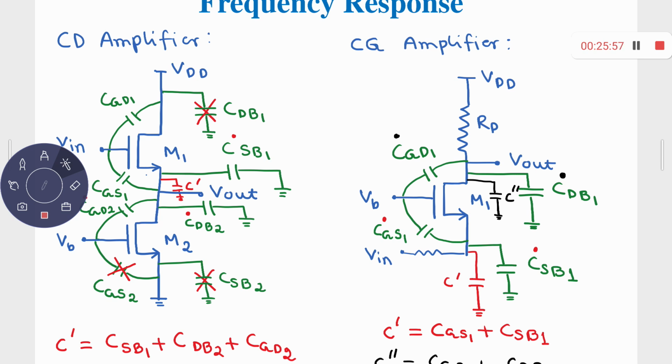What about this one, this load MOS, which is acting as a load device? For M2, since the source is connected to AC ground, you can simply ignore the CSB2. And for CGS2, this gate is connected to some constant voltage VB, which is equivalent to AC ground, and the source is connected to DC ground, you can say. So therefore, CGS2 you can simply neglect. So CGS2 and CSB2, these are absent.